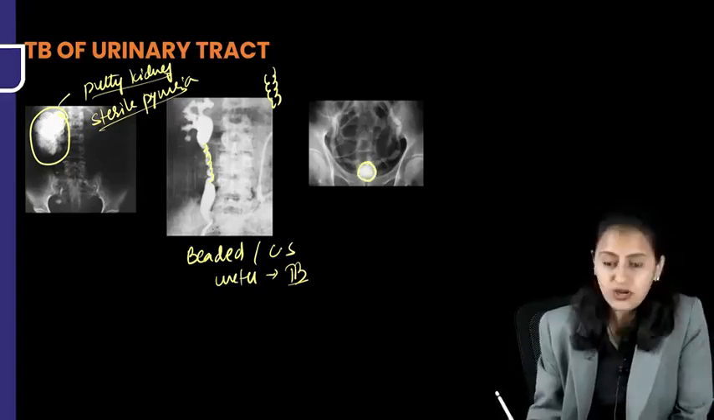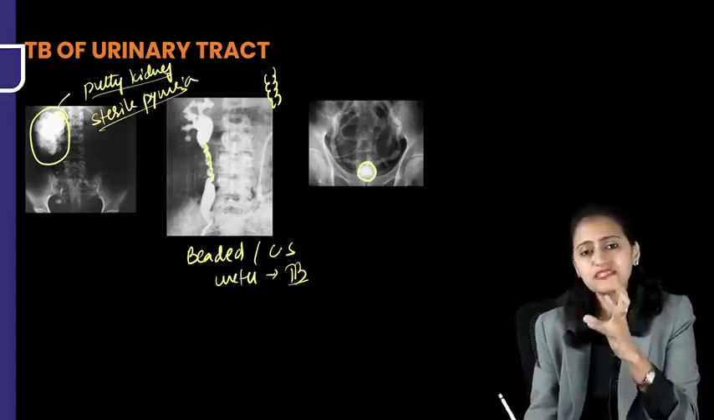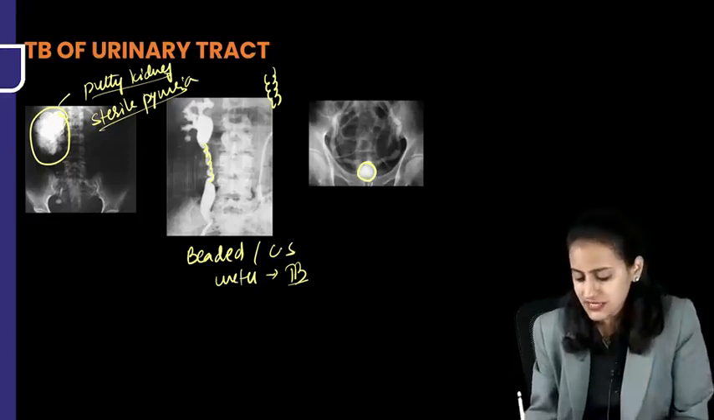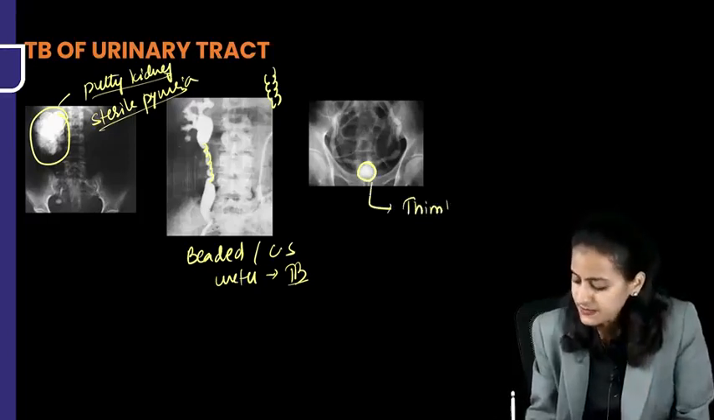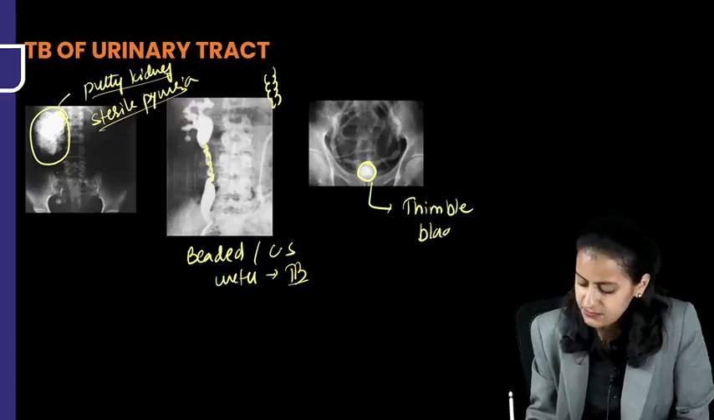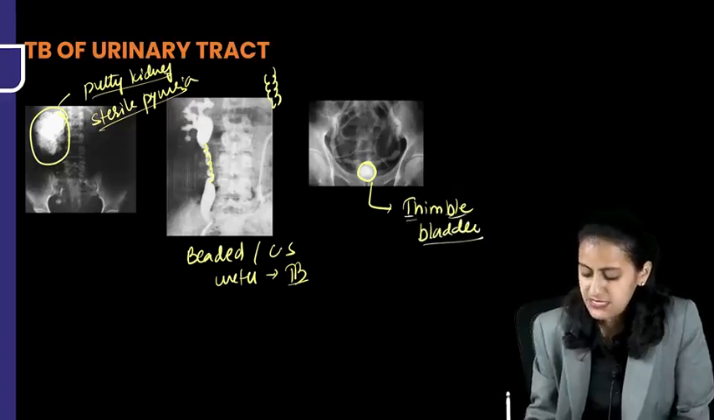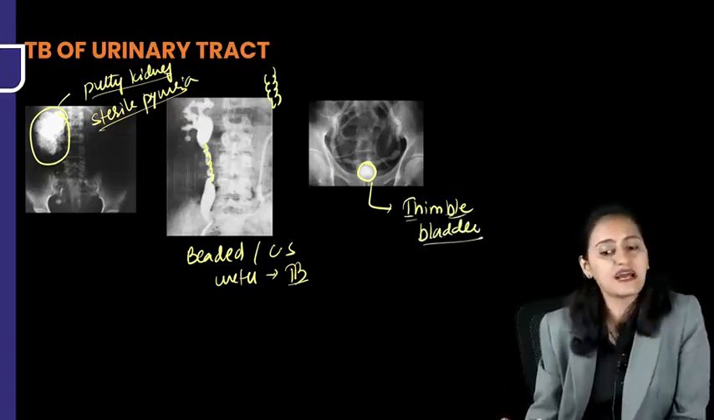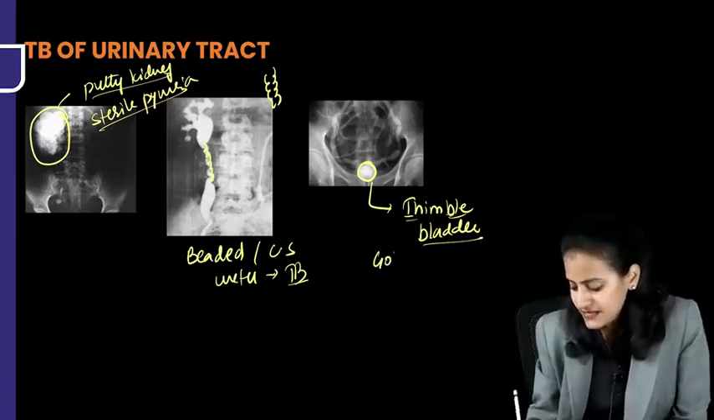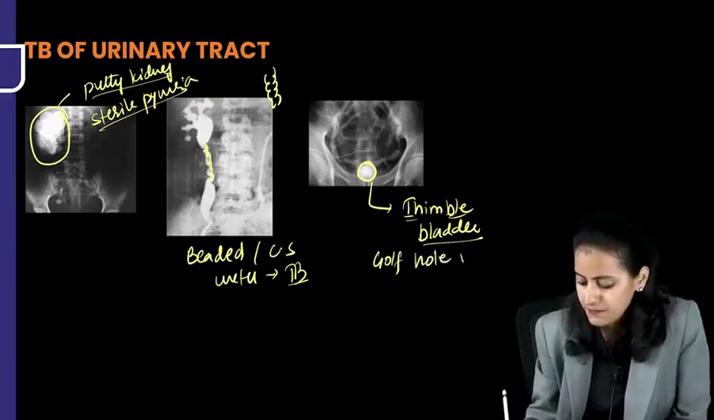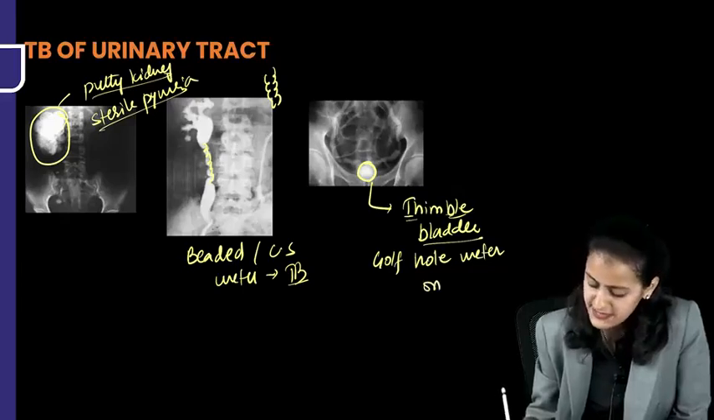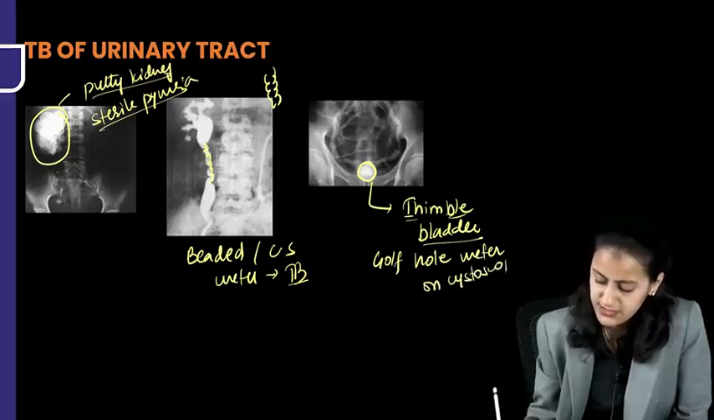This is a small contracted bladder. Because of the fibrosis in TB, the small contracted bladder, this is called as thimble bladder. Remember TB, thimble bladder, it's a small contracted bladder. Another finding that we see is the golf hole appearance of the ureteric orifice. This is seen on cystoscopy.